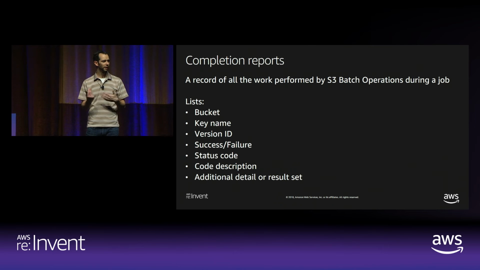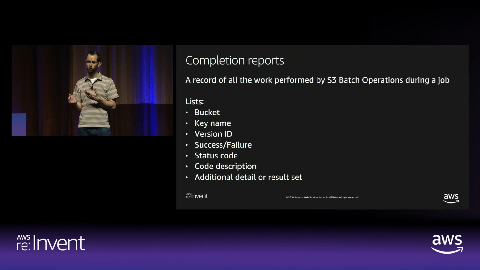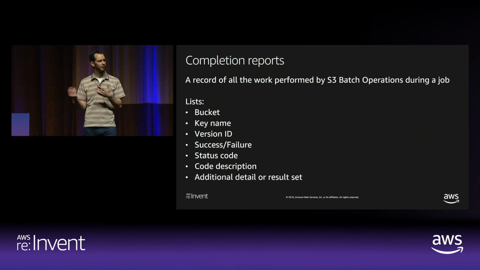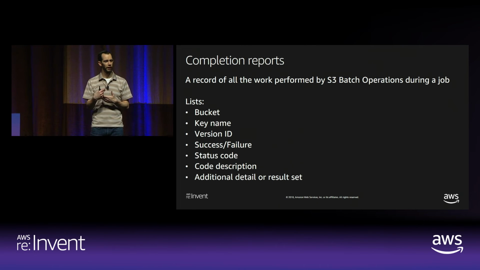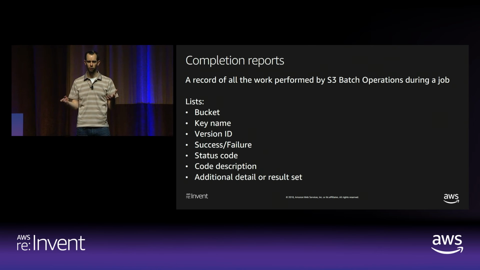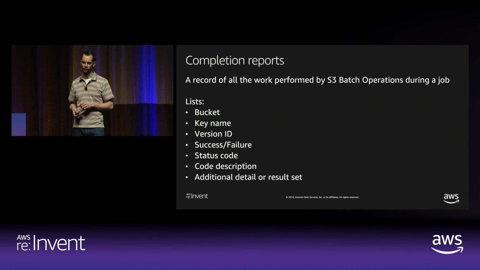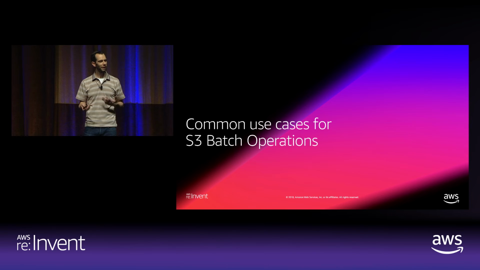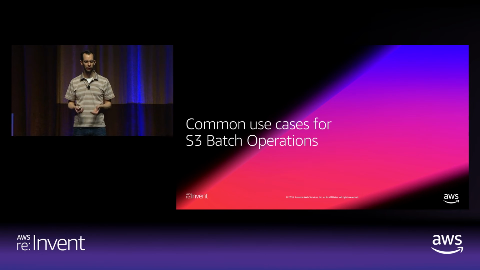It's going to tell you whether it succeeded or failed. So did the operation work on that object? Did it not? And if it didn't, particularly, what's the status code of the error? What's the kind of error description? And then any kind of detail or result set. So things returned from your Lambda function, for example, they would live in the completion report. So you've got a number of different things you can do and query with the completion report once you get it.